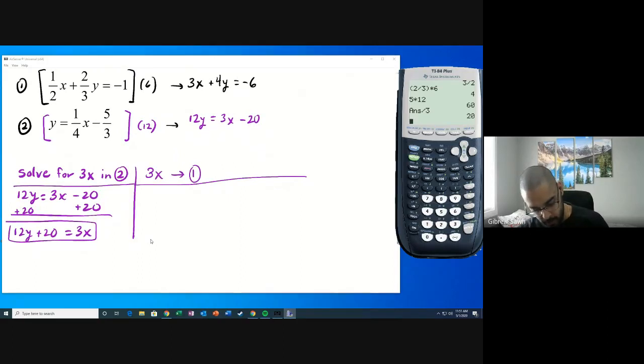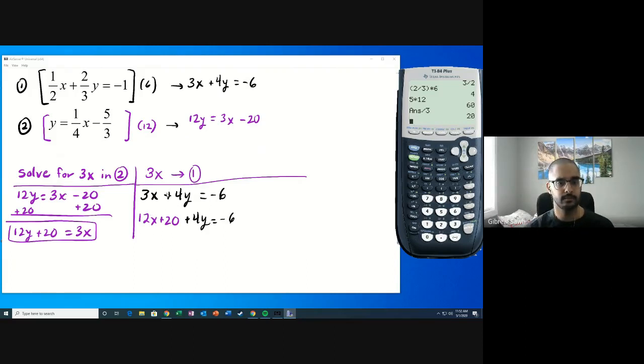So that equation that we had in black is the one we're going to use. 3x plus 4y is equal to negative 6. Now we're going to replace our 3x with the expression we said it was equal to. So 12y plus 20, plus 4y is equal to negative 6. Well, that shouldn't be 12x, that should be 12y. My mistake. So let's change that. 12y, it's still plus 20.